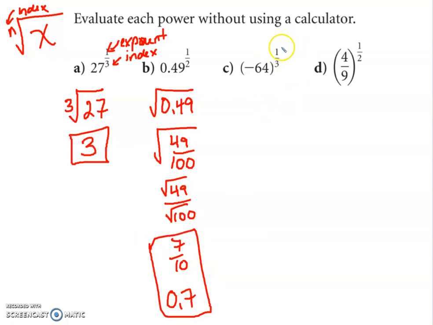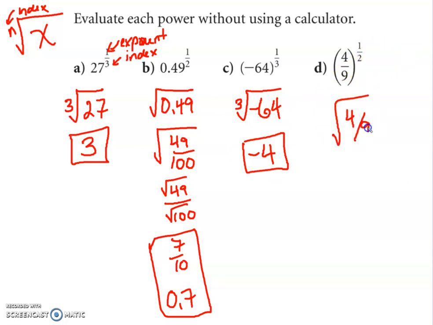In this case, our exponent is 1. Our radical has an index of 3. So we're looking for the cube root of -64. So the cube root of positive 64 is 4, and the cube root of negative 64 is -4. And then in this case, we're doing the square root of 4/9, which is just the square root of 4 divided by the square root of 9, which is 2/3.